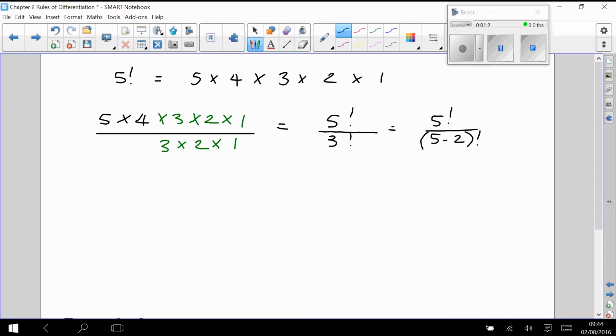Also remember that I cannot have a number, for example, like minus 3 factorial, because my smallest factor is the factor of 1, and minus 3 is smaller than 1, so that is impossible.